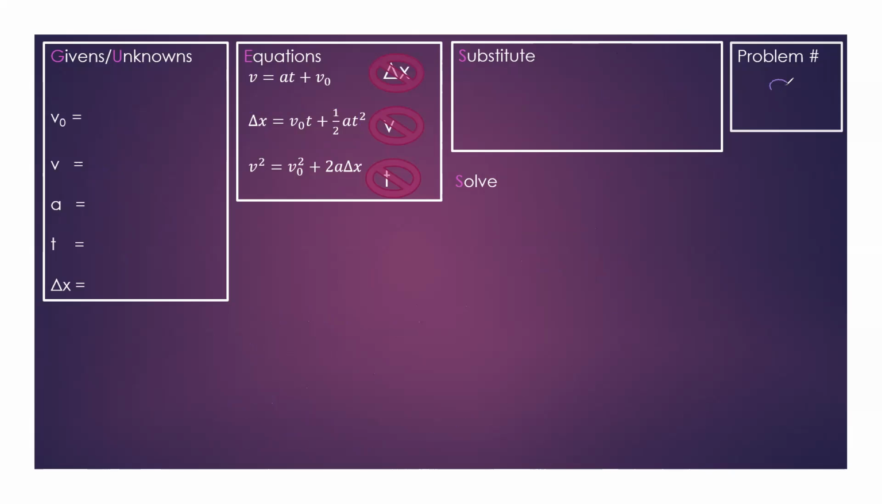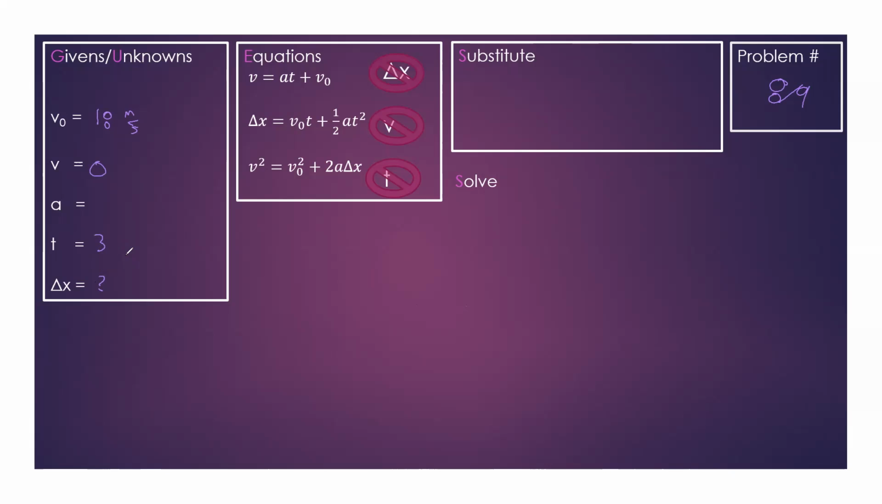Problem 8. A car is moving at 18 meters per second and slows and is brought to rest, which implies it comes to a stop, so v is 0, at a constant rate in 5 seconds. How far did it travel? Okay, I'm going to do something interesting here. I'm going to do problem 8 and 9. So we are looking for how far did it travel in 3 seconds, because here's the problem.